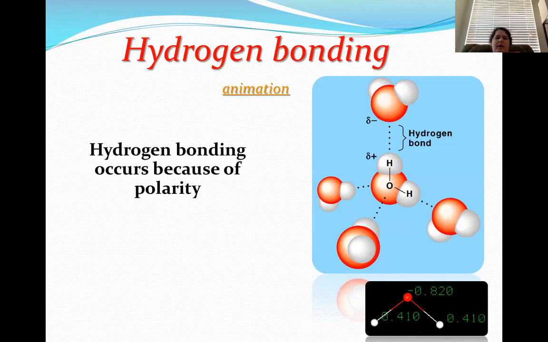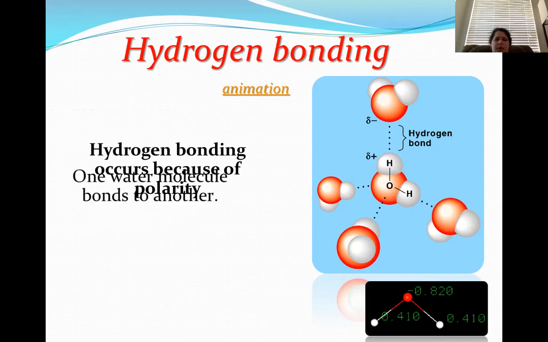Things like adhesion, cohesion, surface tension, its heat capacity, all of that is attributed to hydrogen bonding, as well as why water gets less dense when it is frozen, whereas most other substances get more dense as they're frozen or cool down.